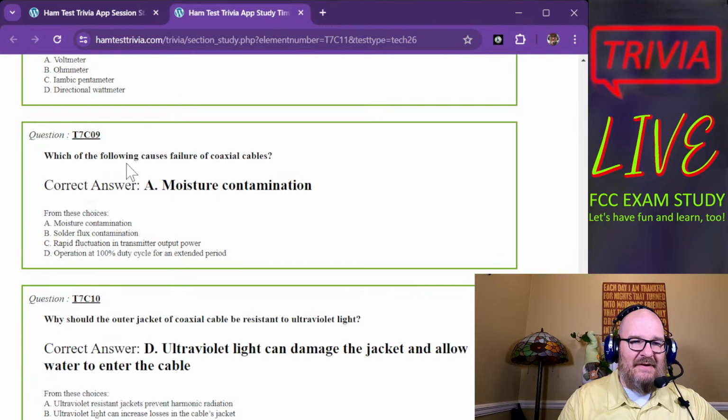All right, which of the following causes failure of coax cables? Moisture contamination. Just remember the answer.